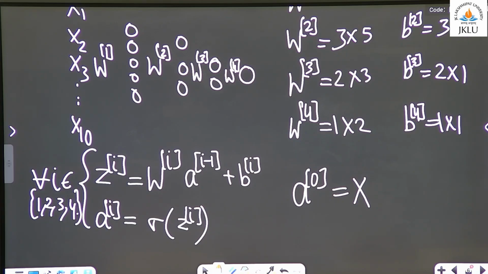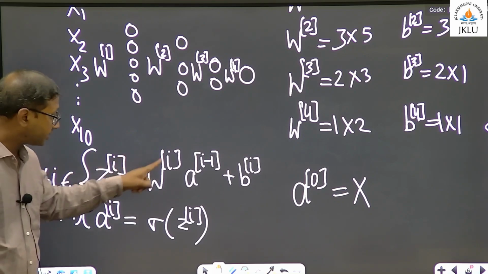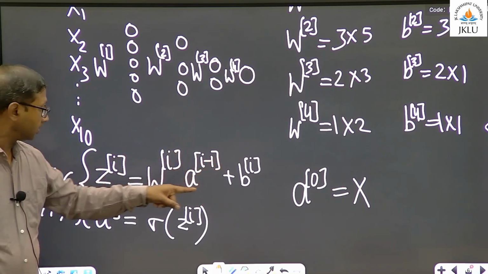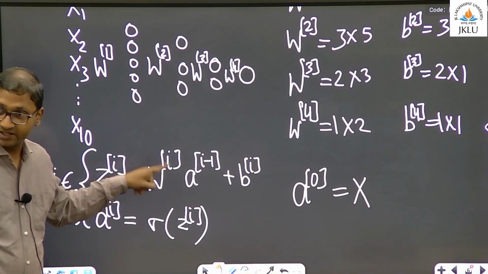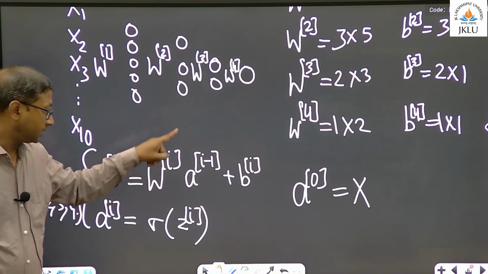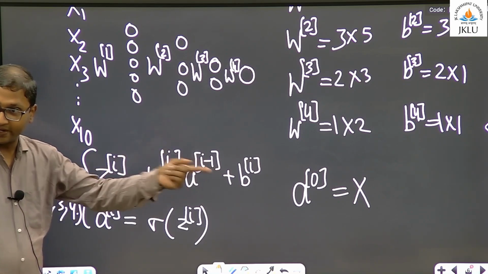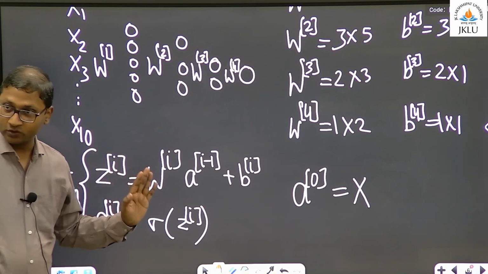Zi equal to summation of this. What are the dimensions of this? It's a matrix, it's a vector. So this matrix multiplication is taking care of all those summations that were required.